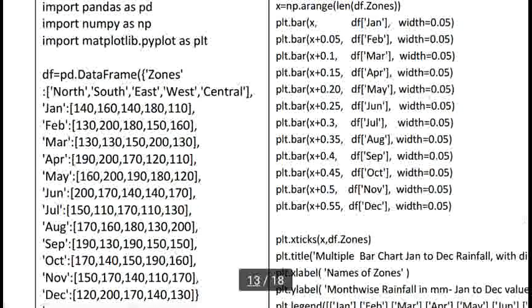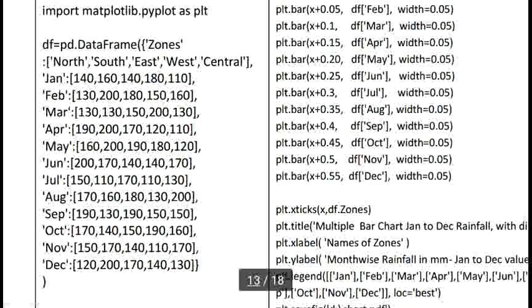So df is equal to pd.DataFrame. Here I am using a dictionary of lists concept, a single dictionary. So you can see here first we store zones, all types of zones. This zone is our key, our column heading, for all zones: north, south, east, west and central. Now the Jan data we can use.